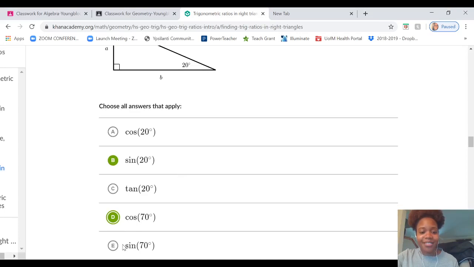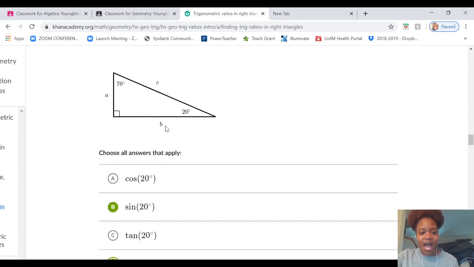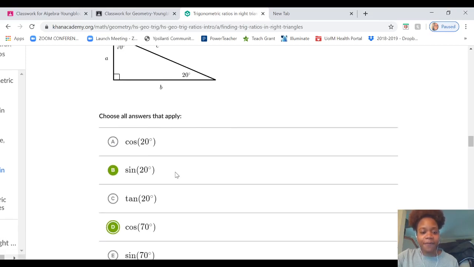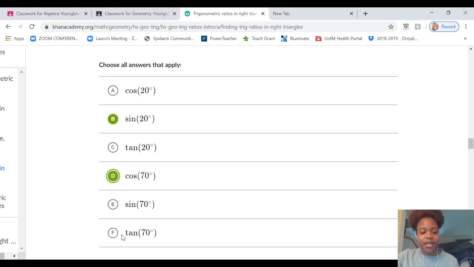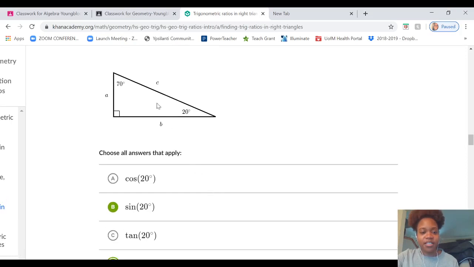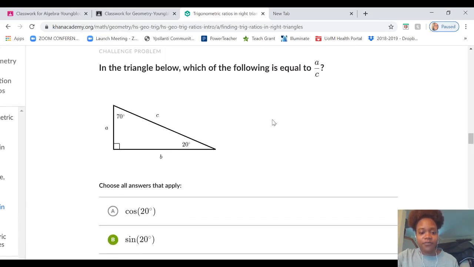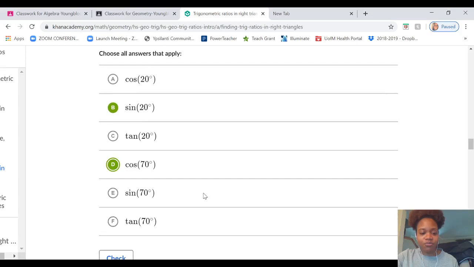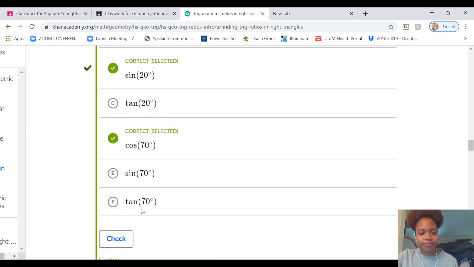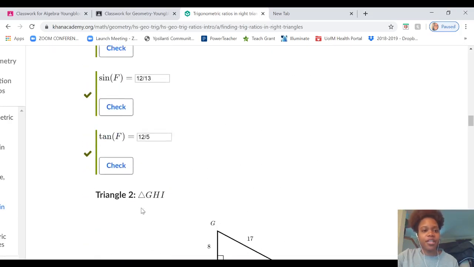The sine of 70, opposite over hypotenuse, would be B divided by C, so not that one. And the tangent of 70 is the opposite over the adjacent, so it would be B divided by A, which again is not equal to A over C. So that's why these two answers would be correct. Okay, so that's the second article.